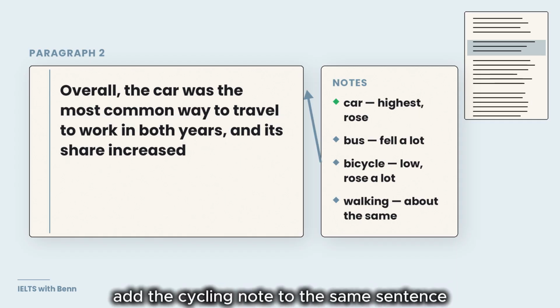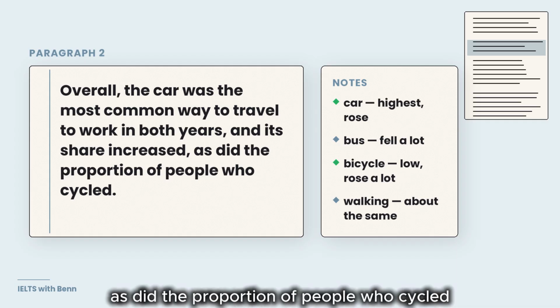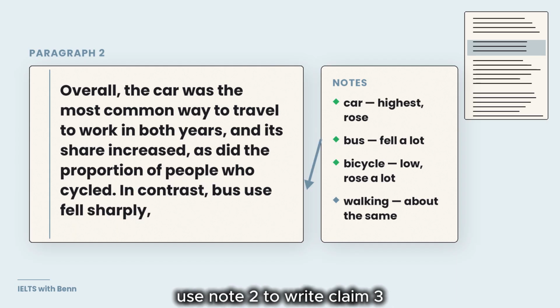Add the cycling note to the same sentence. The car's share increased, as did the proportion of people who cycled. Use note 2 to write claim 3. In contrast, bus use fell sharply.